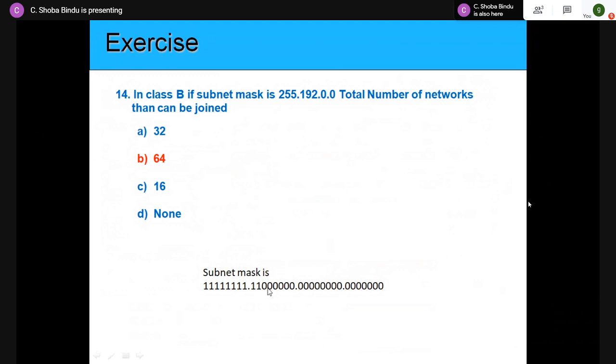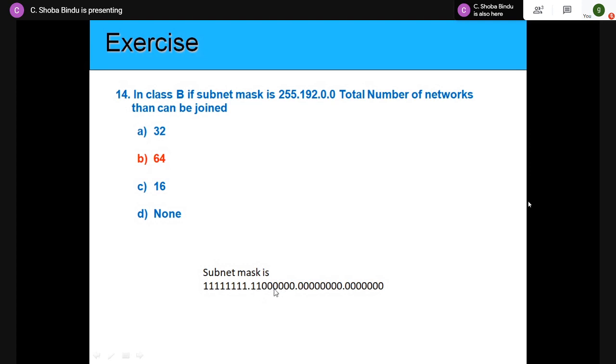That is how many bits are changed. Actually this should be 255 mask. 255.255.0.0 is the subnet mask for class B, but now it is given as 192. In the sense, there are networks which are combined together into a big network here. How many networks are being joined depends on this subnet mask. So when you expand this, the actual subnet mask for this has all of the second byte as ones.